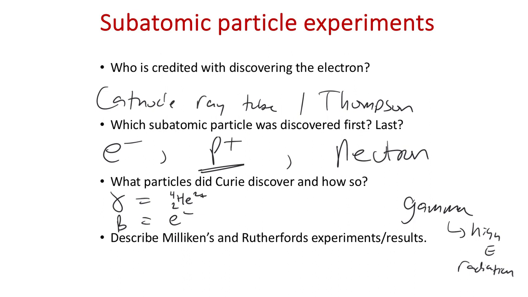And so Curie was just discovering the radioactive pathways of matter. Not mentioned here was Millikan was the oil drop experiment. Millikan was the discoverer of the mass and the charge of the electron.